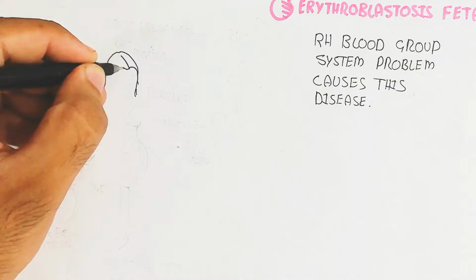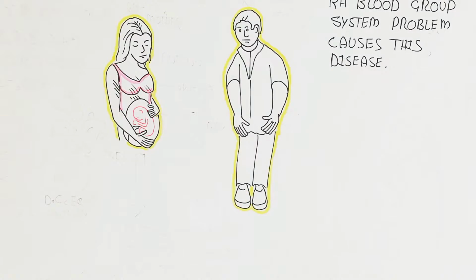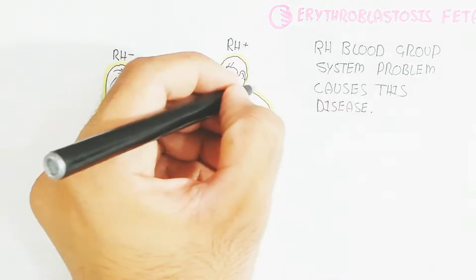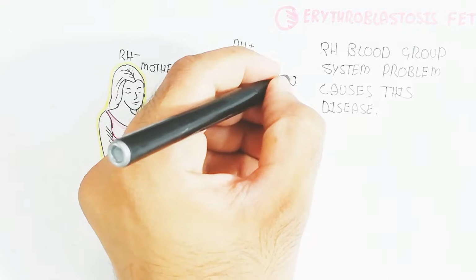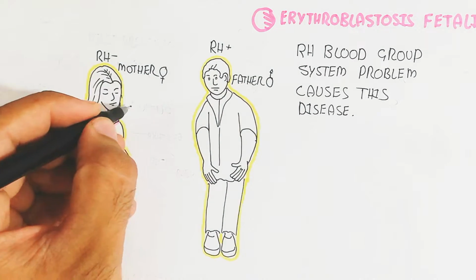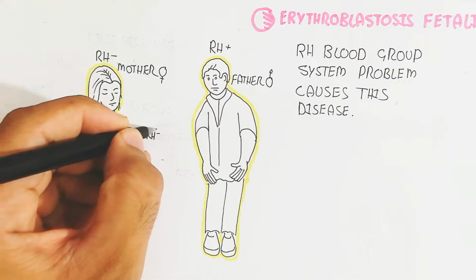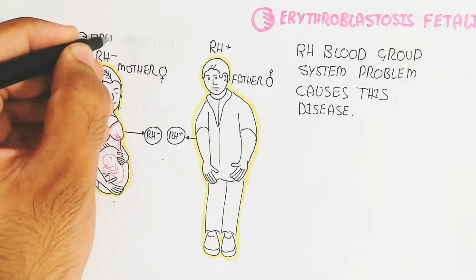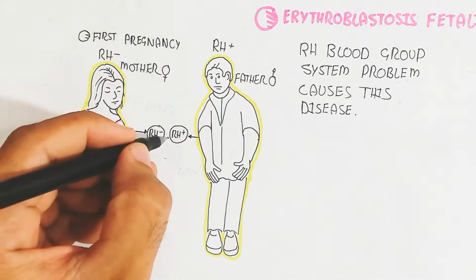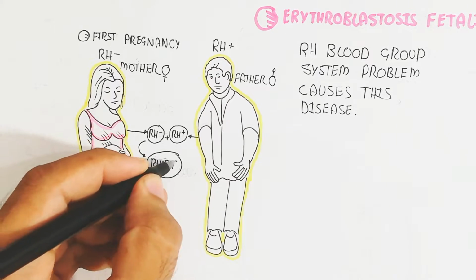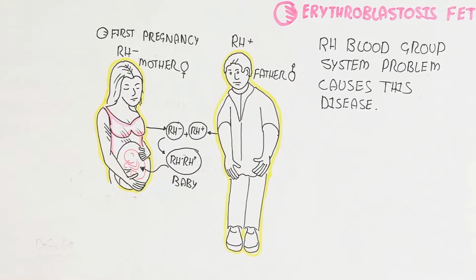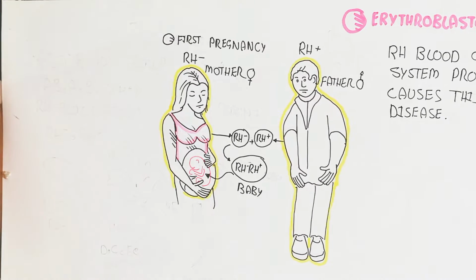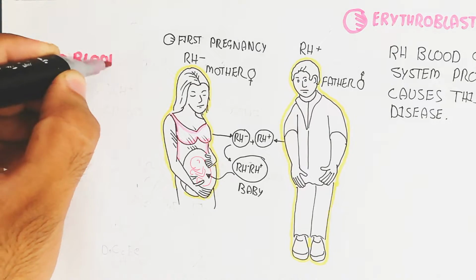So here I am drawing the mother and father. This is the mother and father. The mother, before the pregnancy, contains the Rh negative blood group. The father contains Rh positive. So both genes combine together, and the baby's gene expression is in the form of Rh positive, because the dominant allele is Rh positive, so it will show the antigen on the surface of the RBC.